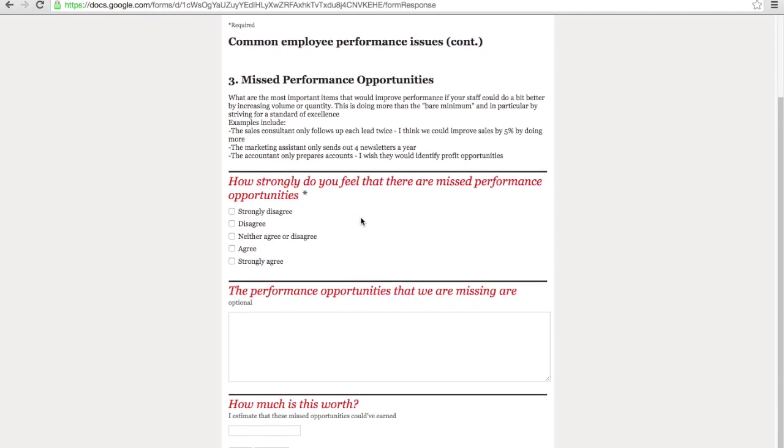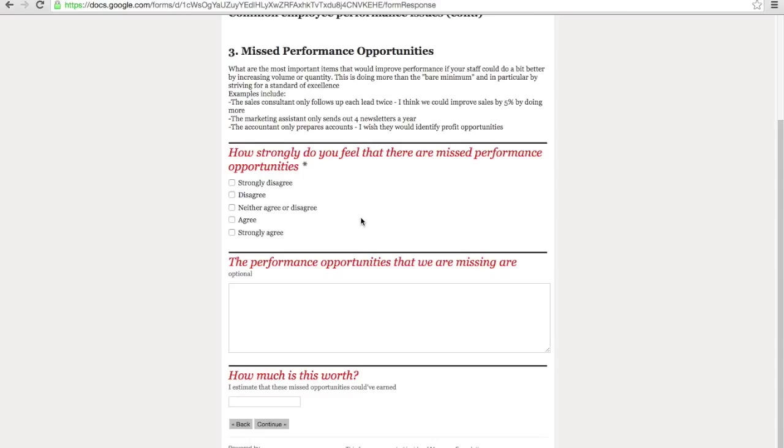So these are the most important issues that would improve performance if your staff could do a bit better by increasing volume or quality. This is about doing more than the bare minimum, and in particular, it's about striving for a standard of excellence. A good example is Steve Jobs and Apple. I don't necessarily support the way that Steve manages, but Apple became the most successful company in the world not by resting on its laurels, but by continually striving for a standard of excellence. And this is something that you as a manager should help your staff to achieve.